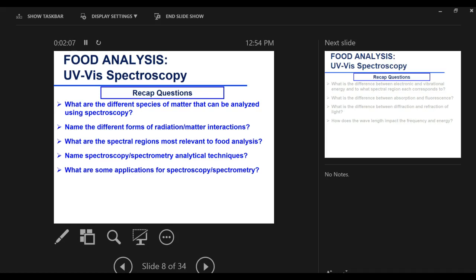Okay. What are some applications? No, before that. Name spectroscopy / spectrometry analytical techniques. Okay. Absorption spectroscopy. NMR is one. Yes, NMR is one. Absorption spectroscopy, emission spectroscopy, atomic absorption spectroscopy, IR, mid-IR, near-IR, FTIR, all of them, mass spectrometry.